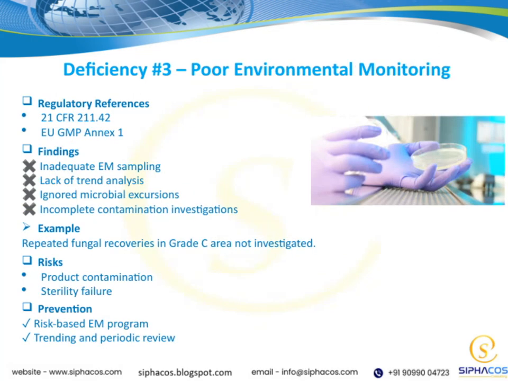Now let's look at a common problem: poor environmental monitoring. This means sampling isn't done properly, trends aren't analyzed, and microbial excursions get ignored. Sometimes contamination investigations are incomplete. For example, repeated fungal findings in a critical area might go unexamined. The risks here are serious: product contamination and sterility failures.